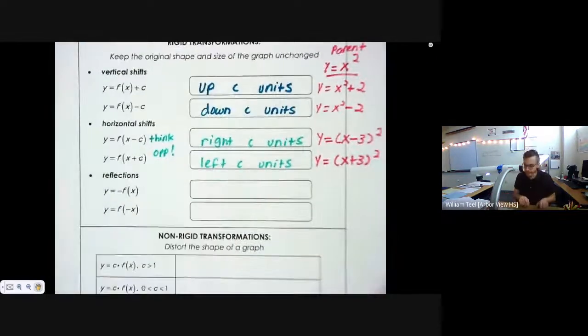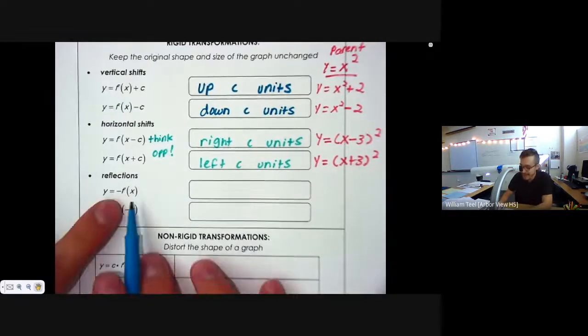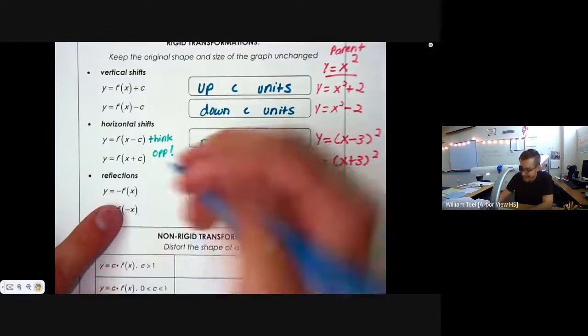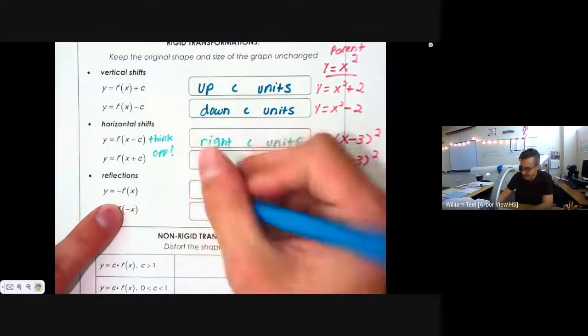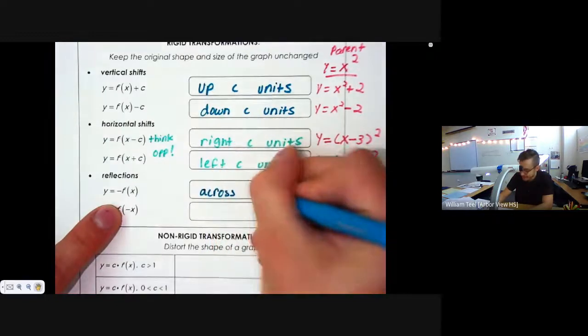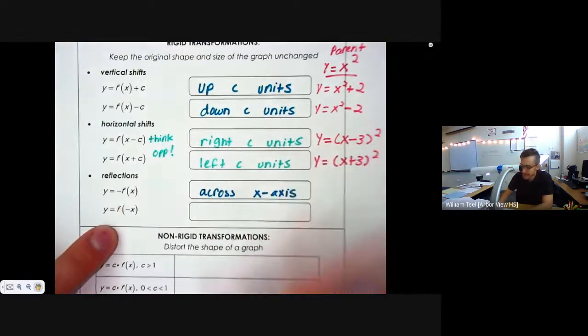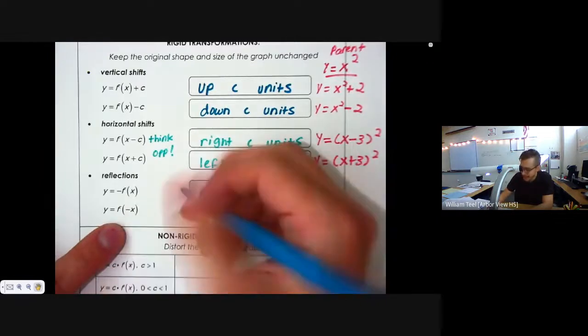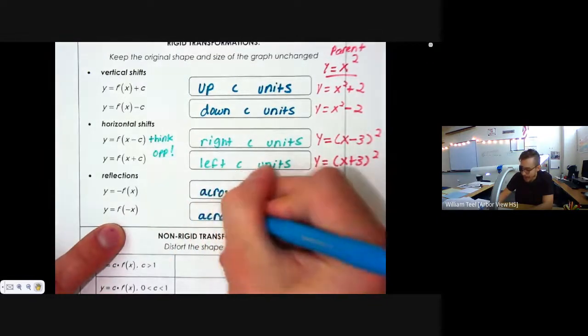All right, and finally, reflections. So if we're looking at reflections, y equals negative f of x. If we're making that reflection, we are saying this is moving across the x-axis. And if I have f of negative x, that means I'm moving across my y-axis.